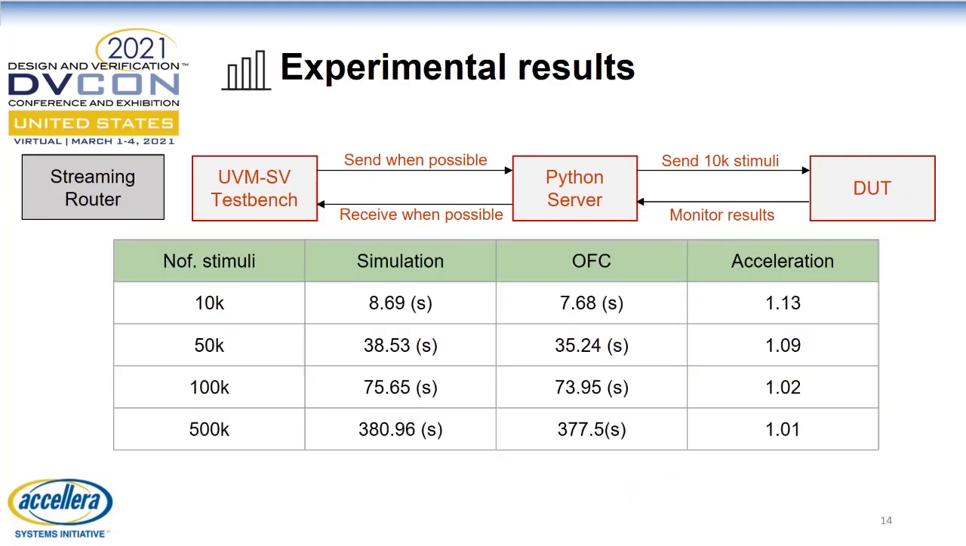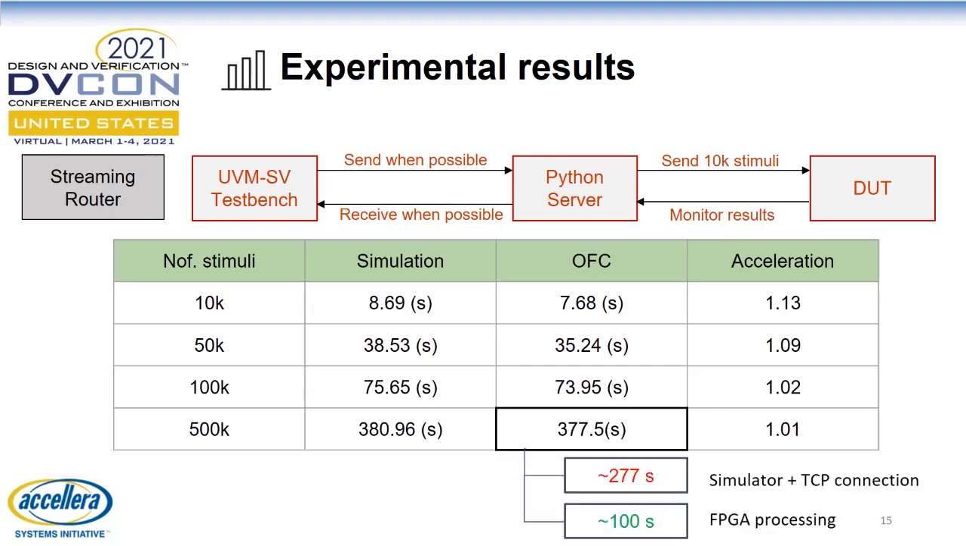You can see here that the time necessary to complete a co-emulation process using OFC is very similar to the time needed to complete a usual simulation. There is only a slight acceleration for co-emulation. Here, the acceleration factor decreases with the increase of the number of stimuli. That is an effect of having multiple DMA accesses. For example, for 10,000 stimuli, only one DMA access is needed, but for 100,000 stimuli, 10 DMA accesses are needed.